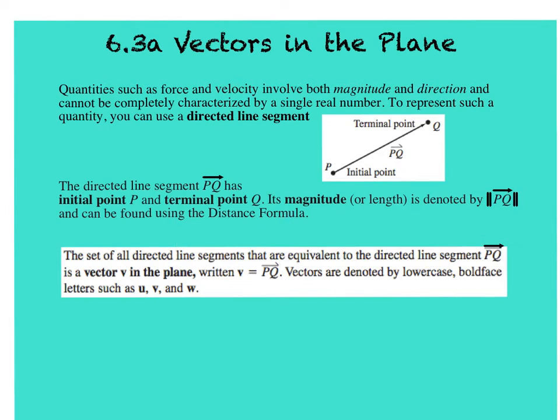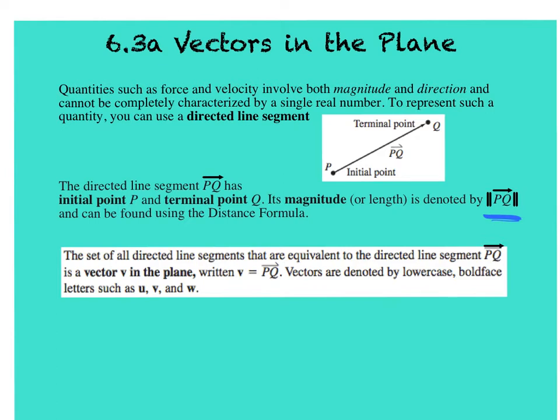Now, there are different notations for denoting a magnitude. The most commonly used, and that's what we're going to be using, is kind of like a double absolute value bracket. It doesn't have to do with absolute value at all, but it looks like one. So that's what means a magnitude or a length or a distance.